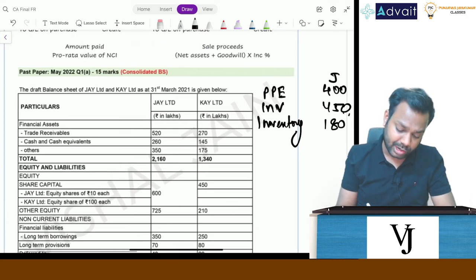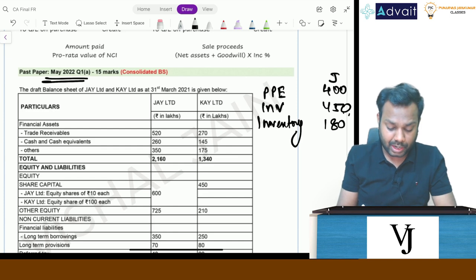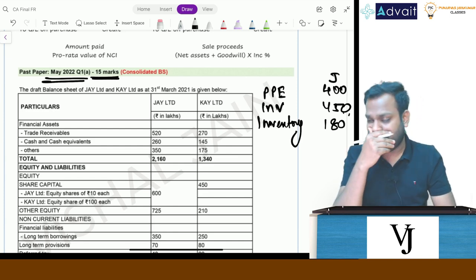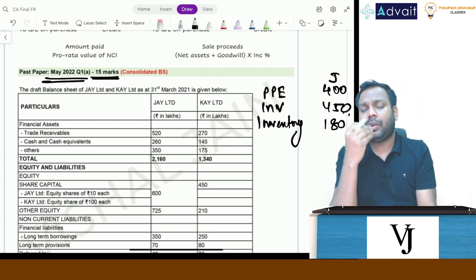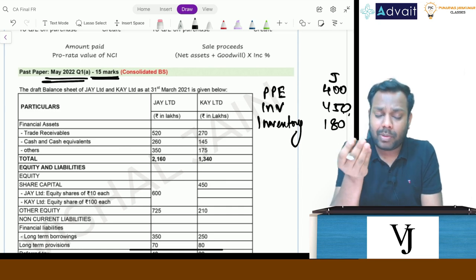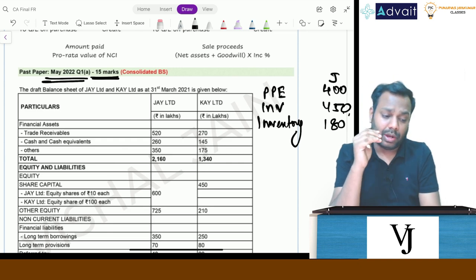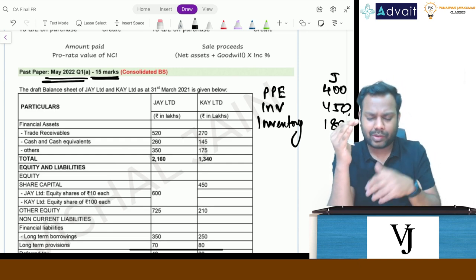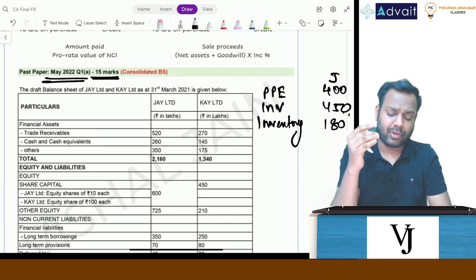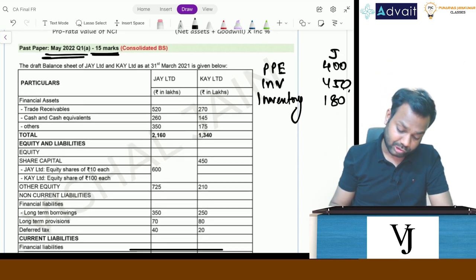This question has been tested in May 2022, question number 1A for 15 marks. In this question we will be preparing consol balance sheet on the date of acquisition. I have taken up this question considering it covers a majority of the concept that we have discussed so far. Now let's start to discuss this question.